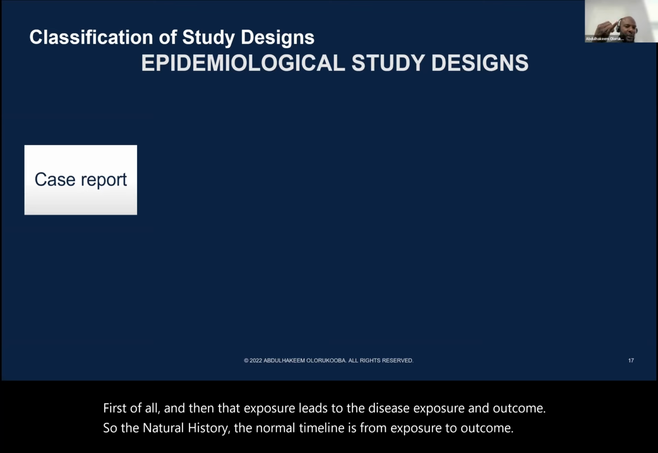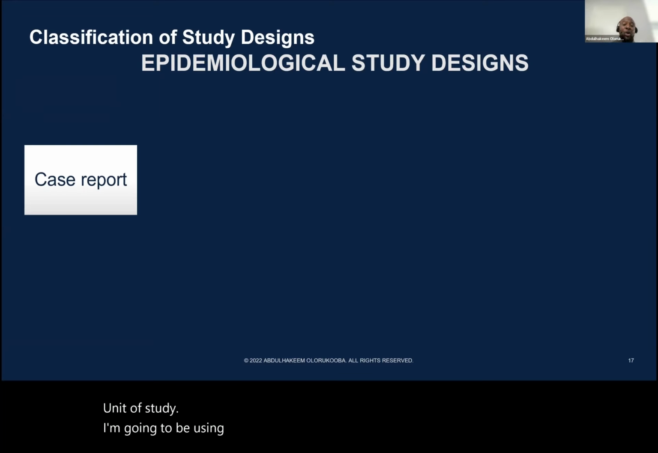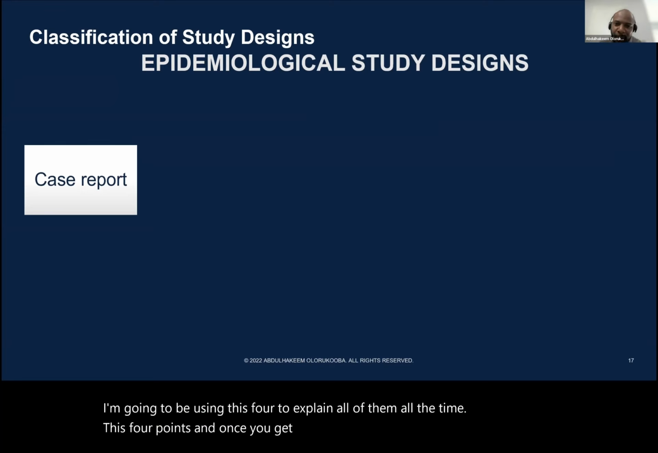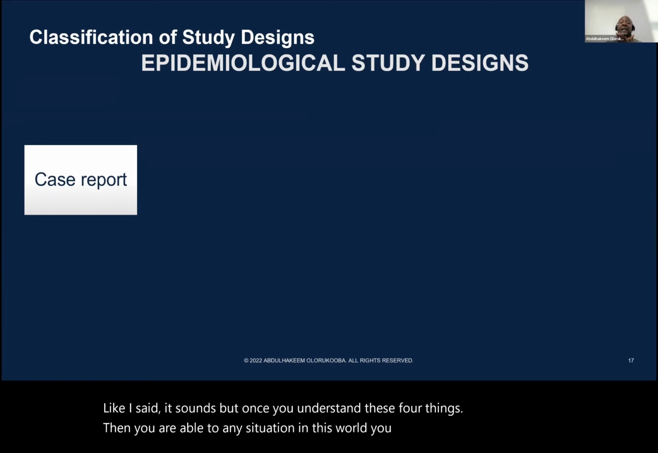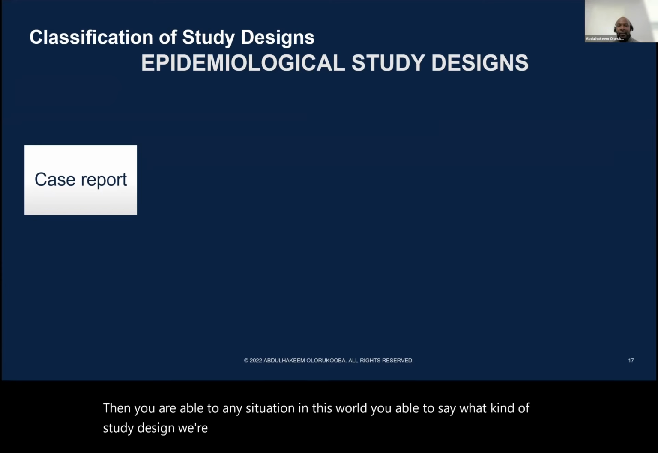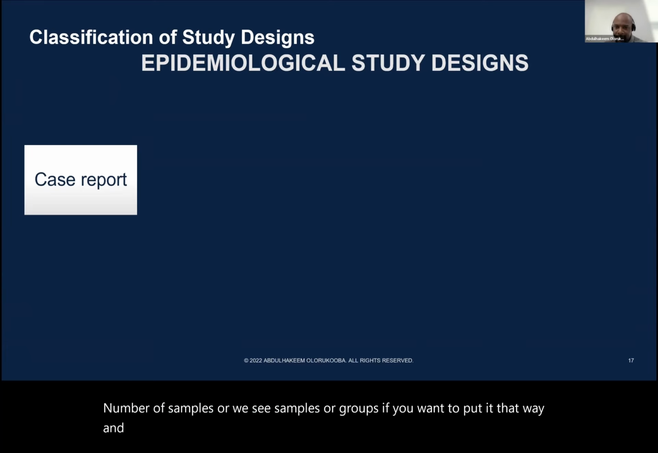So manipulation, unit of study, I'm going to be using these 4 points to explain all of them, all the 10. And once you get this, nobody can take it away from you again. Like I said, it sounds complex, but once you understand these 4 things, then you are able to, in any situation in this world, say what kind of study design we're talking about. Manipulation, unit of study, number of samples, or groups, if you want to put it that way, and then timeline. Okay, so we'll start with this first one.